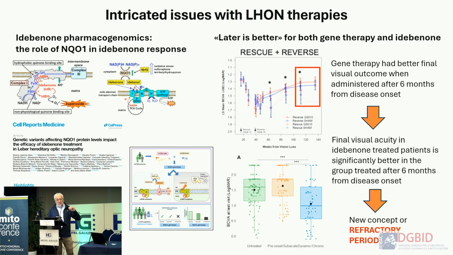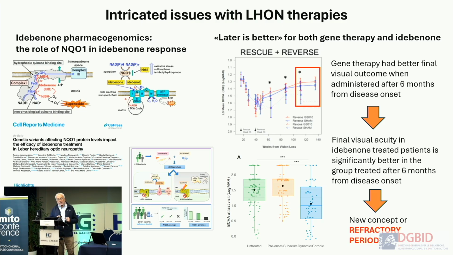If idebenone remains oxidized, it's actually associated at the coenzyme binding site at complex 1 and inhibits complex 1, possibly giving a negative effect. So nowadays the new consensus is discussing the issue of if we need to consider the genotyping of NQO1 for all the patients before we undertake the therapy. And this is particularly true for the 3460 mutation, which is the only mutation affecting the coenzyme Q binding site.